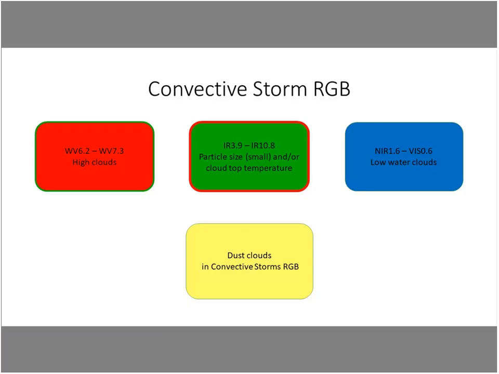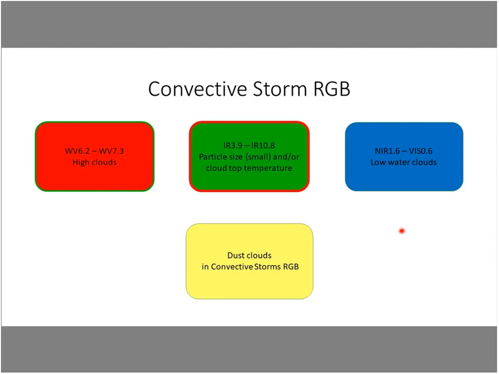So yeah, this convective storm RGB, let's go through it once more shortly. In the red color, we have the indication for high clouds. So the red color describes that. The green color describes the particle size and or cloud top temperature. The latter one is not so important at this moment. And the blue color describes whether the clouds are either water clouds or non-water clouds.